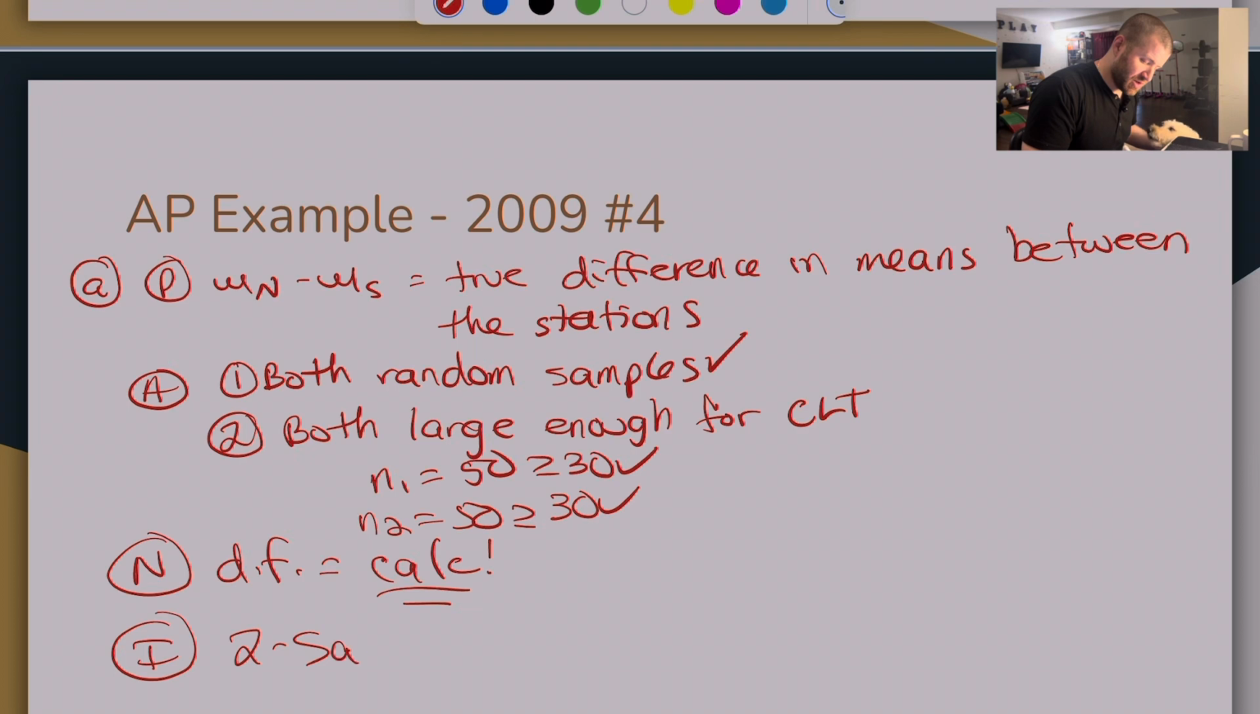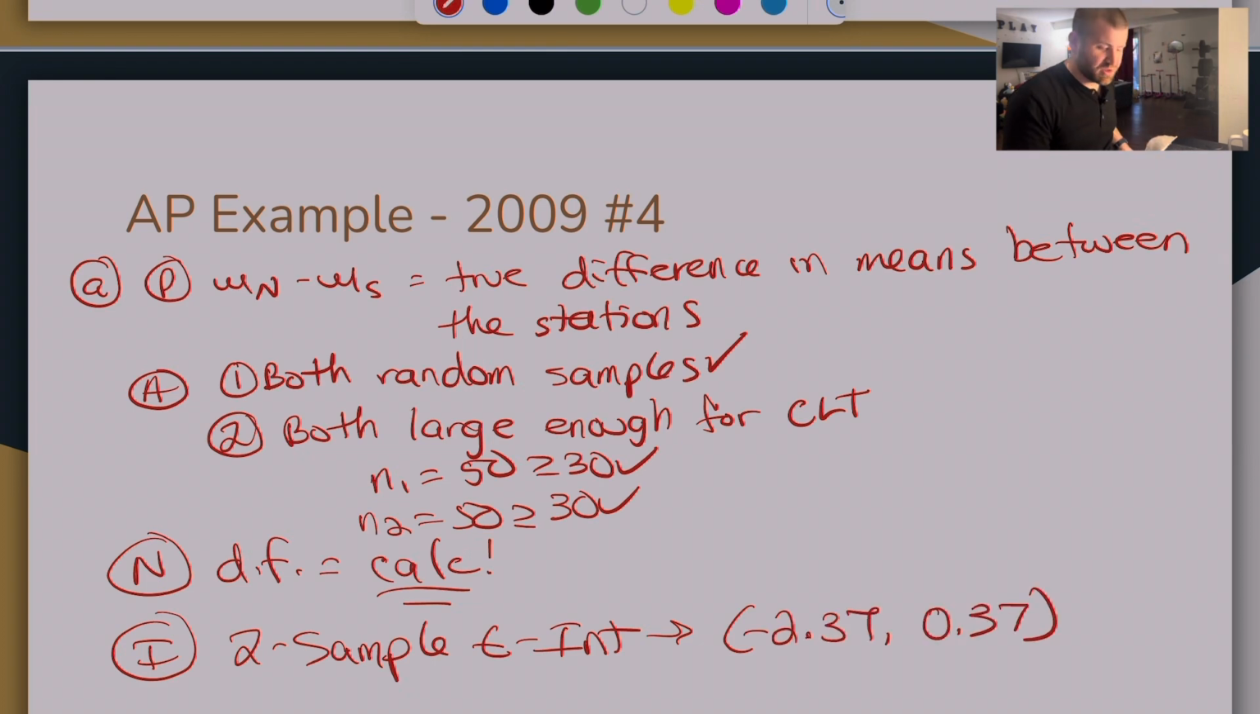This is a 2-sample t interval. And if we do this out, we get the answer of negative 2.37 to 0.37. The important thing about this interval is that it is exactly the same as a 2-proportion z interval. I'm looking for 0. And so in part B, where it's asking, does this interval support the belief of this town council member? Because 0 is in this interval, it does not support that belief.